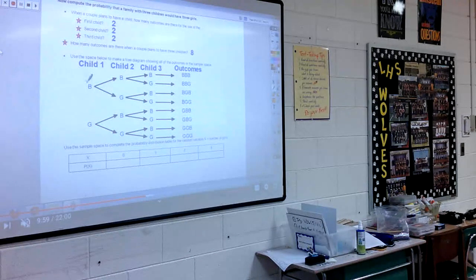We have child number 1 being a boy or girl. Then we have child number 2 in each part being a boy or girl. There are 2 different scenarios there, depending on if the first child was a boy or a girl. And then we have child number 3 being a boy or girl in all 4 different scenarios. And then finally, we see the 8 different outcomes. I'll give you a minute to look through that.